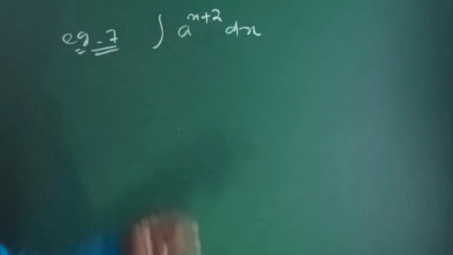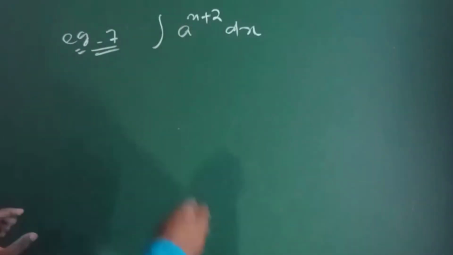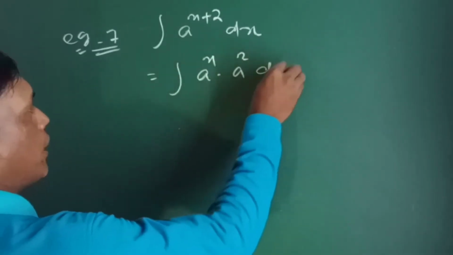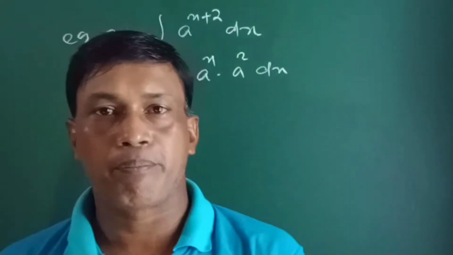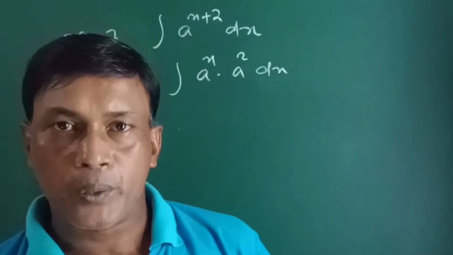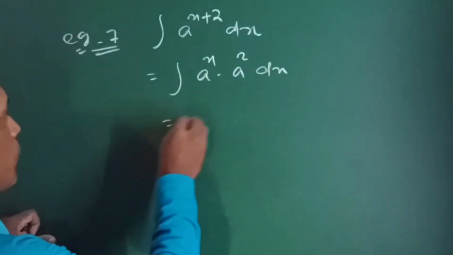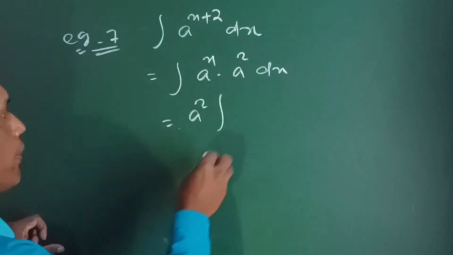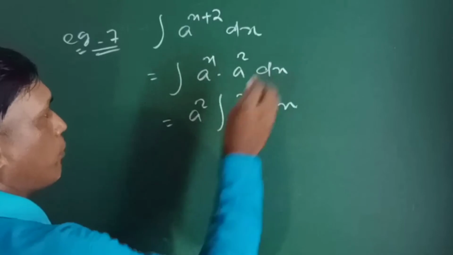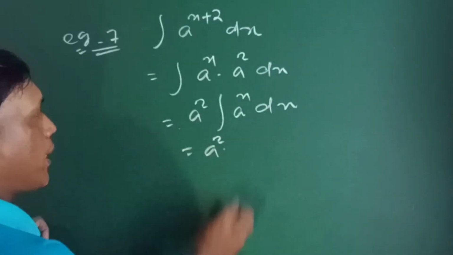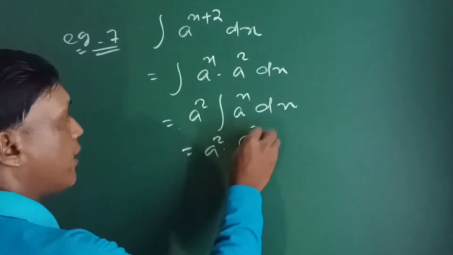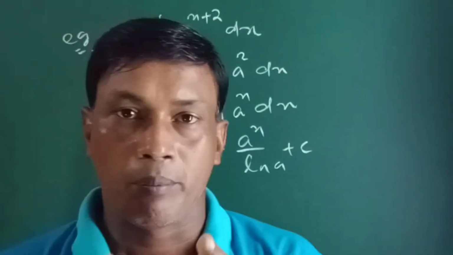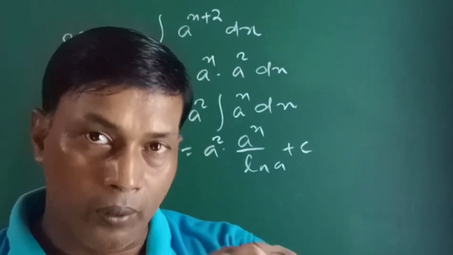Here is another question: integrate a to the power x plus 2 with respect to x. Now we can write it as a to the power x into a to the power 2 with respect to x. We know x to the power m plus n is equal to x to the power m into x to the power n. So likewise, now look at a to the power 2 is the constant, a square comes outside of integration and remains integration of a to the power x, which is equal to a square into, and integration of a to the power x is a to the power x by ln a plus c. This is the formula, and first thing is you have to learn all the formulas, then you can apply easily.